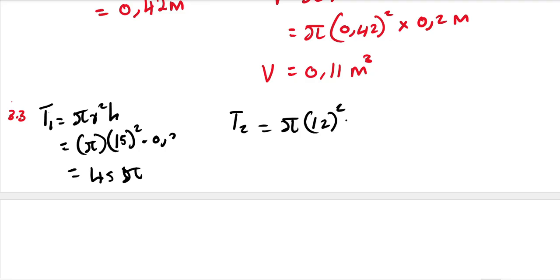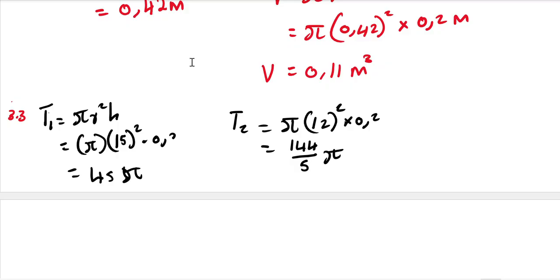Was 12 squared multiplied by h. H is 0.2. The radius of the second cylinder. And then we're going to put 12 here, where we have 144. We have 144 all over 5 pi.